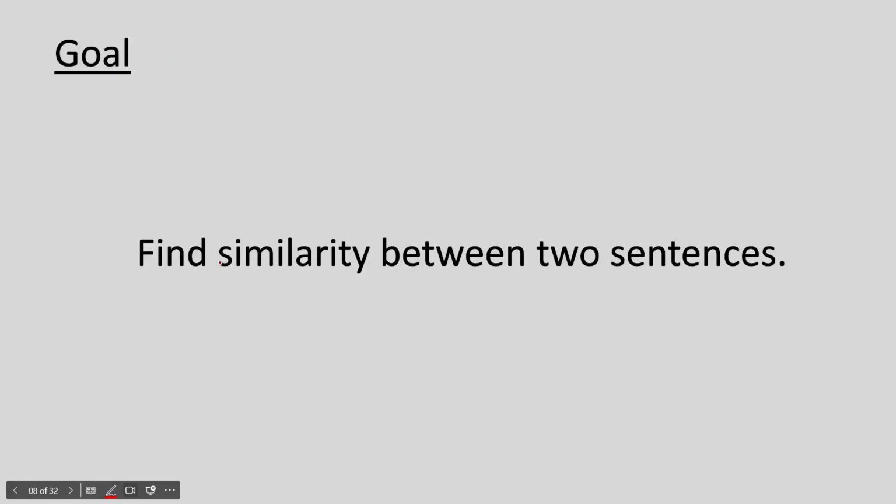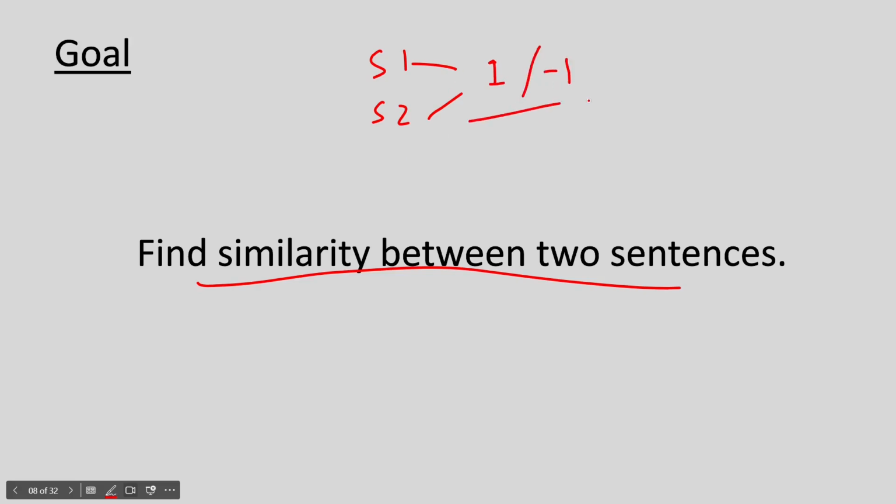Now, what is the goal? Why do we need to do that? Well, there can be many goals, but in this case we are going to do one thing, which is finding the similarity between two sentences. So let's say there is S1 and there is S2. Now there are multiple ways of finding similarity. Some are easier than the others, but in this case we are going to see if they are more similar, our score will be closer to 1, or if they are very different, their score will be closer to -1. Okay, so this is the idea.